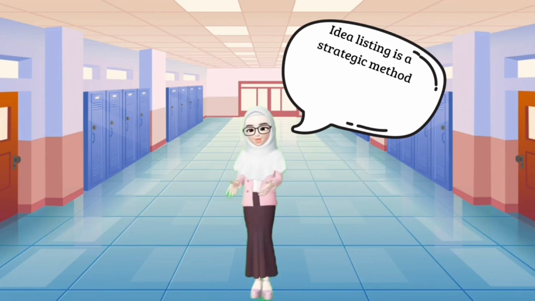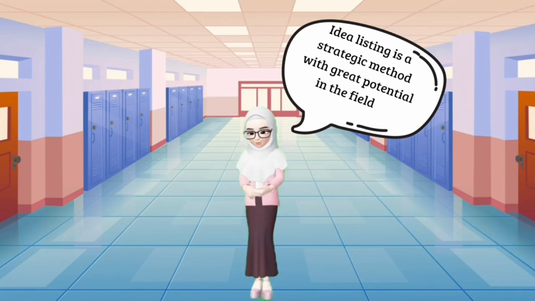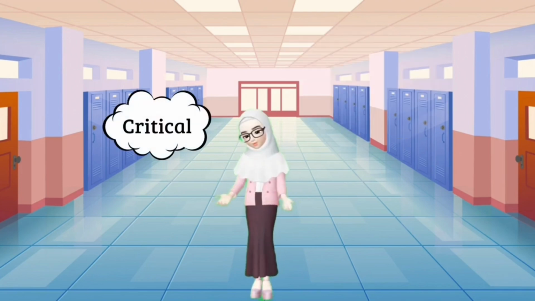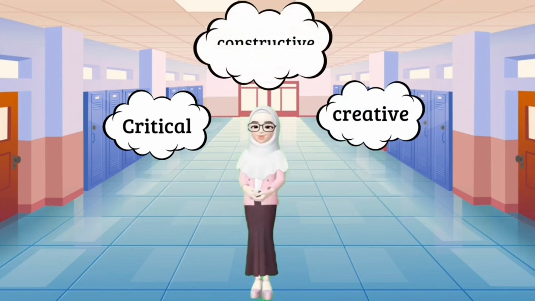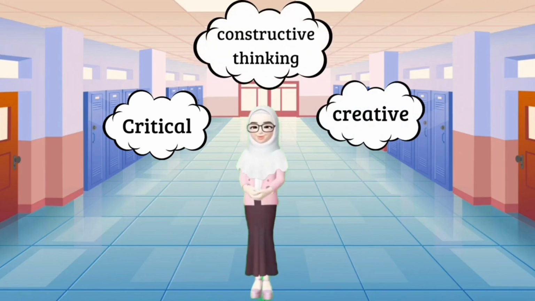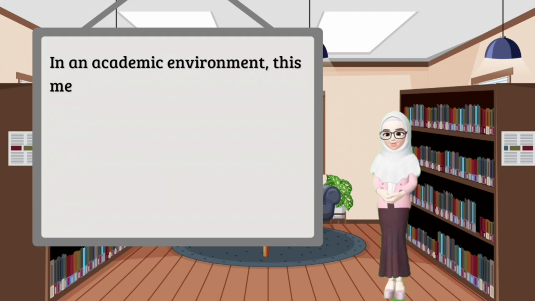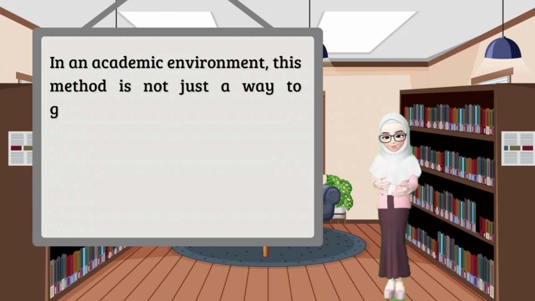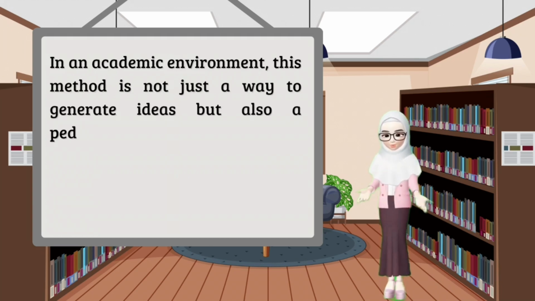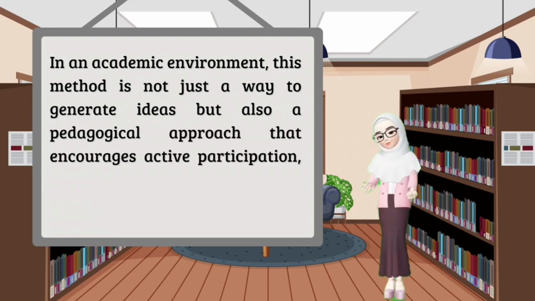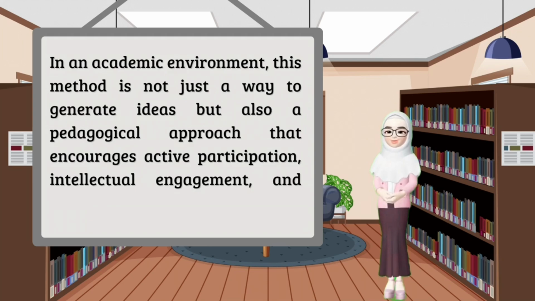Ideal listing is a strategic method with great potential in the field of education. It offers an innovative approach to develop critical, creative, and constructive thinking skills in students. In an academic environment, this method is not just a way to generate ideas, but also a pedagogical approach that encourages active participation, intellectual engagement, and higher order thinking skills.